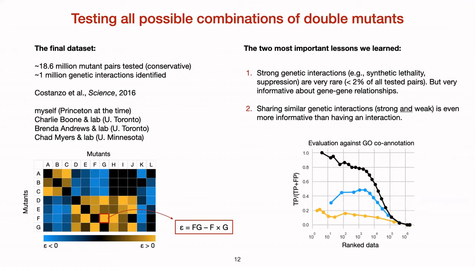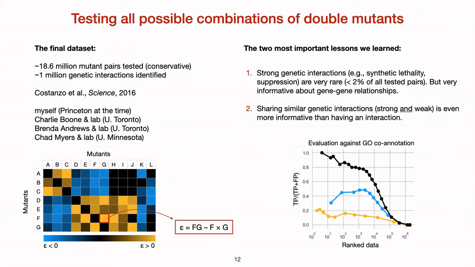This was part of the work I did a few years ago, first in Charlie Boone's and Brenda Andrews' labs, working with the whole team, and also continuing that while I was at Princeton. This huge collaborative effort led to the creation of a gigantic data set that covered about 20 million mutant pairs, which is a substantial fraction of all possible combinations of deletion mutants in yeast, and identified about 1 million genetic interactions and so on. It's a huge data set that will be analyzed for many, many years to come, and we are for sure doing that.